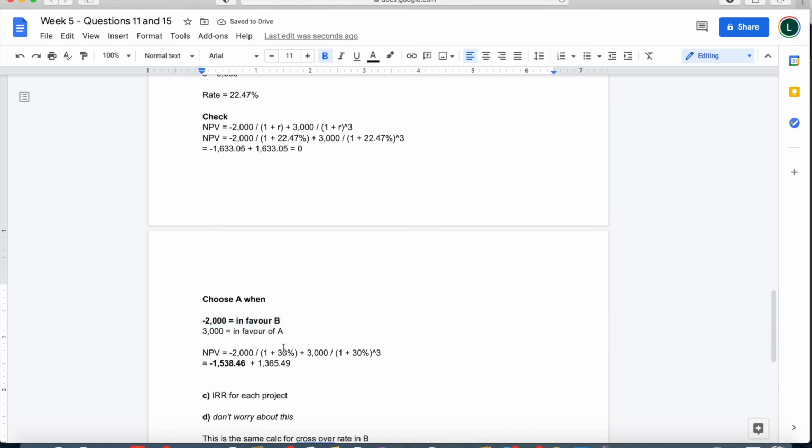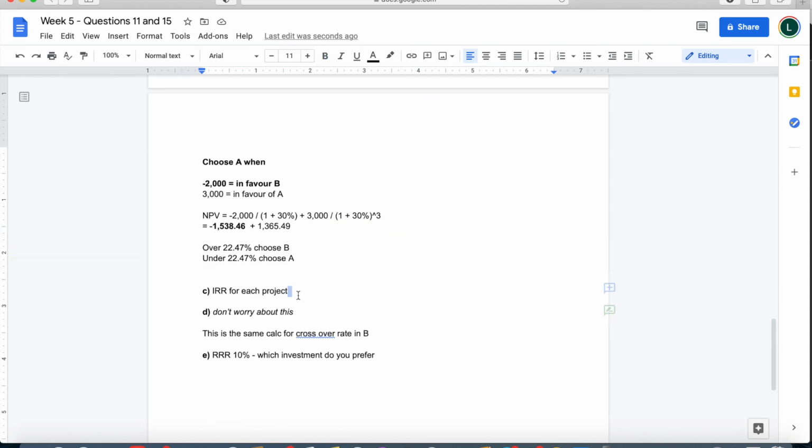So because we've upped the rate, over 22.47%, we choose B, and under 22.47%, we choose A. Okay? Because if we did, say, 18%, then this side would have a higher NPV, and then that's what we would choose. Okay? Perfect. So that is our answers there.